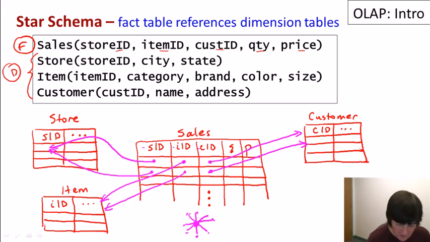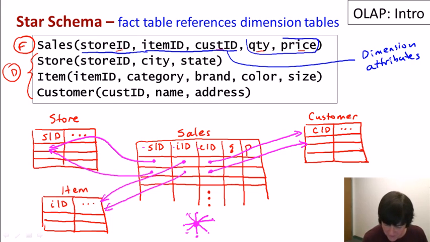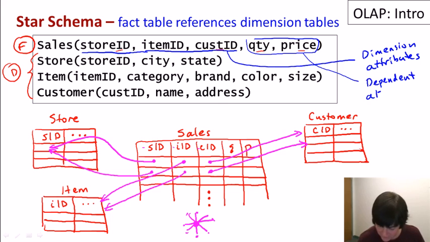Just a little more terminology. The first three attributes here in the fact table, these three, are what are known as dimension attributes. So those are the attributes that are foreign keys into the dimension tables. Then the remaining attributes, in this case the quantity and the price, are called dependent attributes. So they're, I guess, dependent on the values for the dimension attributes. And typically queries will tend to aggregate on the dependent attributes, but we'll see examples of that in a moment.